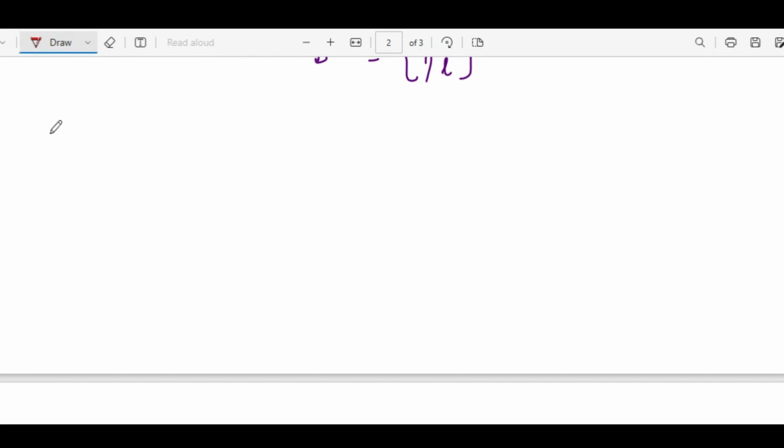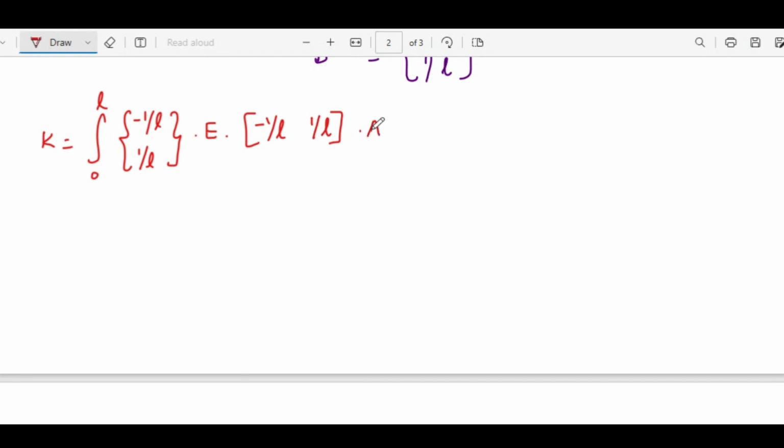So we have K equal to the integral from 0 to L of B transpose, which is minus 1 by L and 1 by L, multiplied by the Young's modulus E and the row matrix minus 1 by L and 1 by L, that is B, into A into dx. So this is what we have.